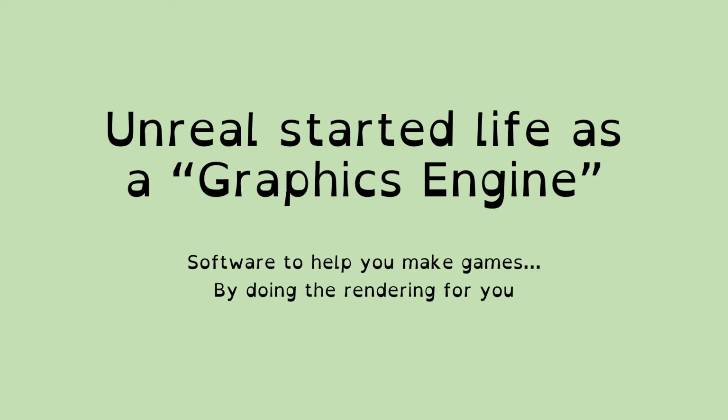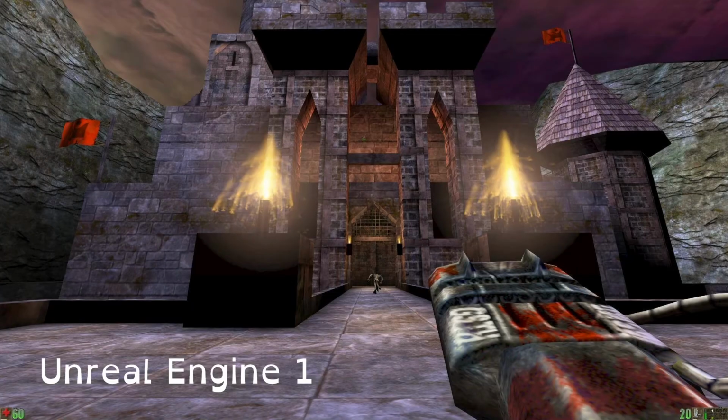It started life as a graphics engine, which was software created for people making games so that you didn't have to reinvent the wheel every time you made a game. A graphics engine would do the rendering for you. It would take whatever information you had about the objects in your game, and do the process of drawing to the screen for you. Here's a screenshot of Unreal Engine 1, which came about in partnership with the original game called Unreal, which is why it's called the Unreal Engine.